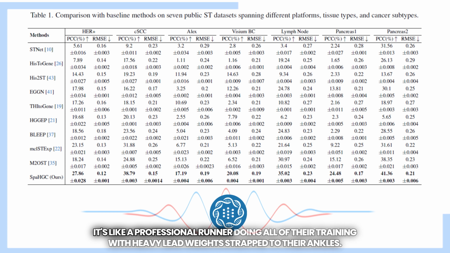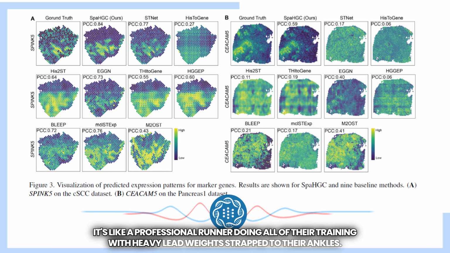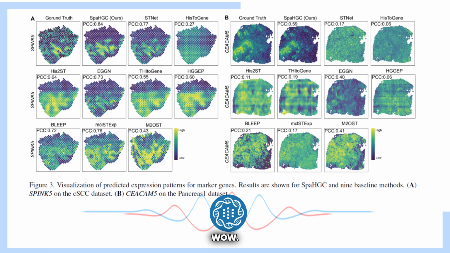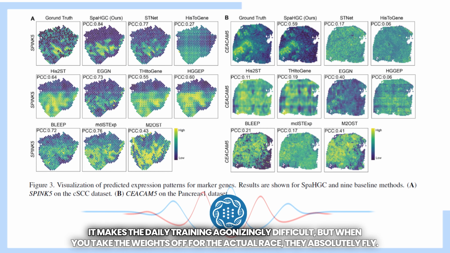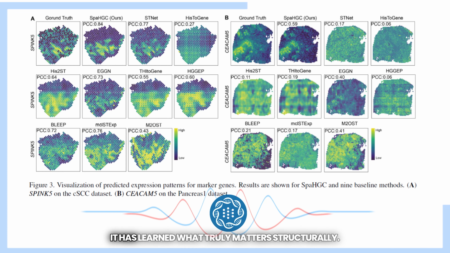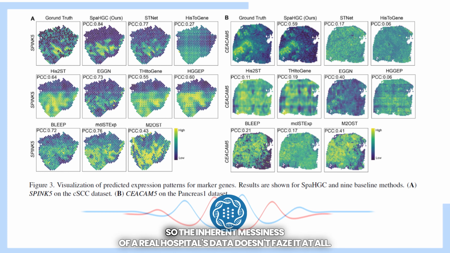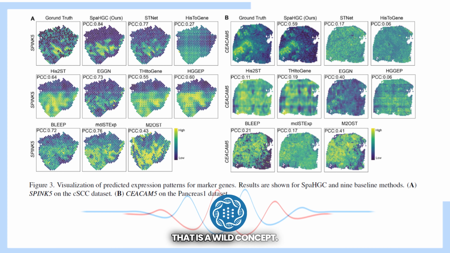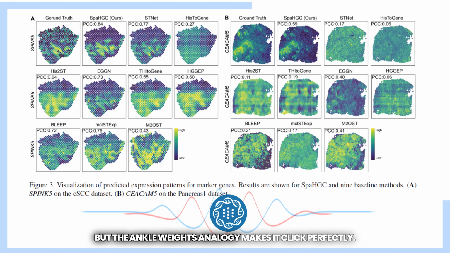It's like a professional runner doing all of their training with heavy lead weights strapped to their ankles. Wow, okay. It makes the daily training agonizingly difficult. But when you take the weights off for the actual race... They absolutely fly. When you remove that 90% masking during actual real-world use in a clinic, the model is incredibly robust. It has learned what truly matters structurally, so the inherent messiness of a real hospital's data doesn't phase it at all. That is a wild concept, but the ankle weights analogy makes it click perfectly.